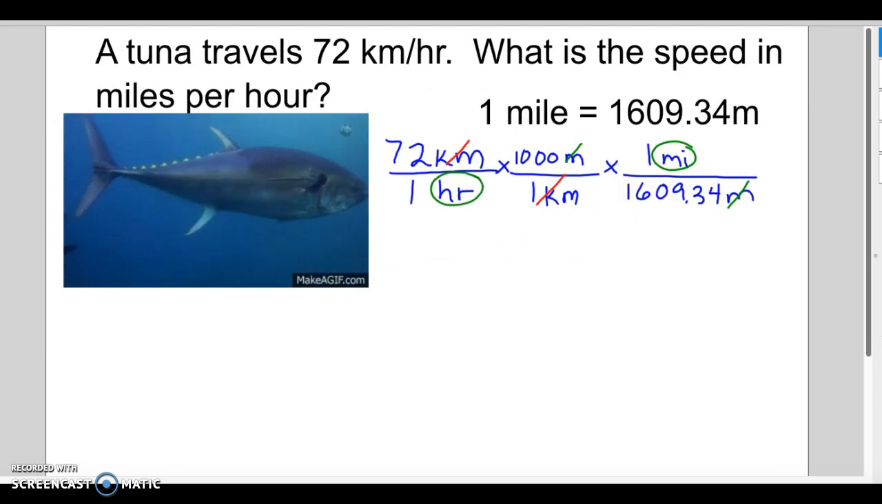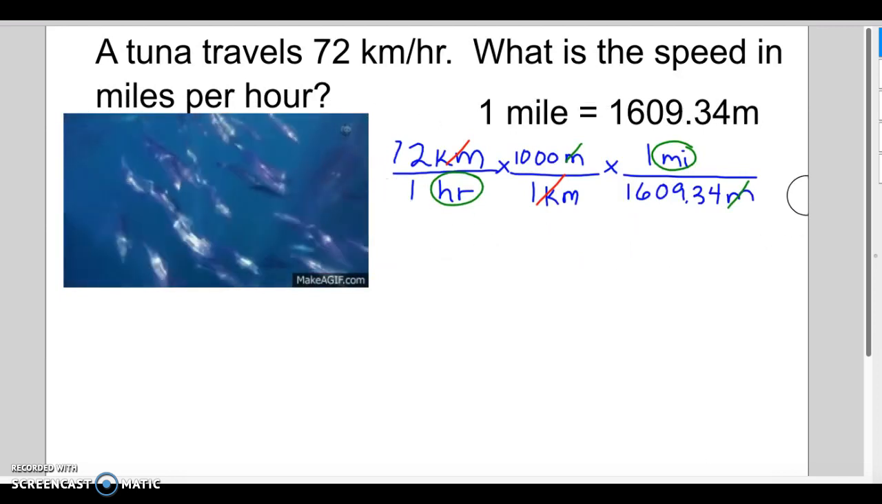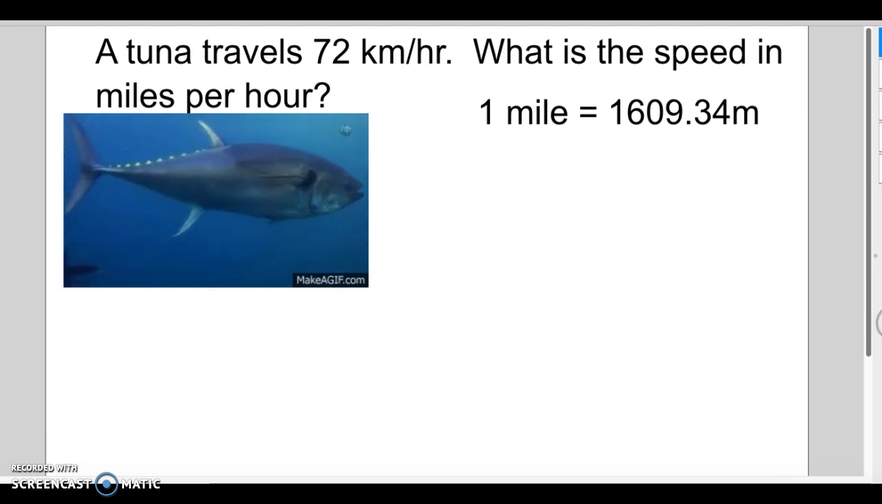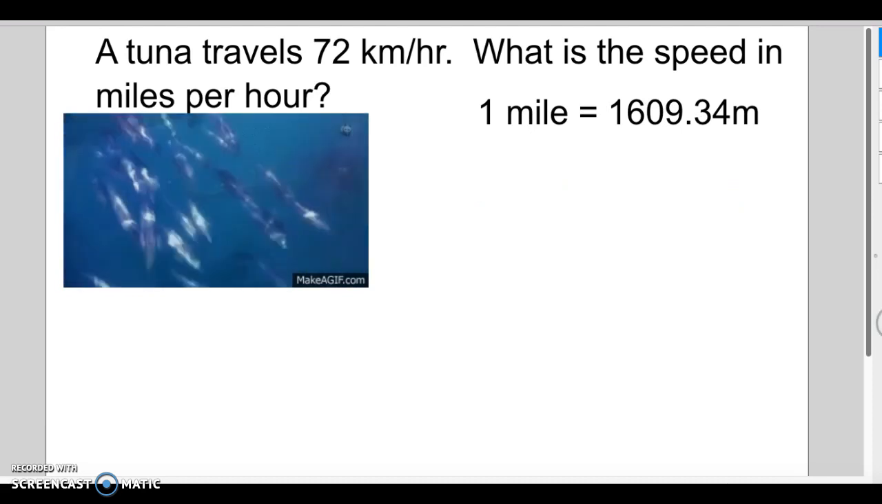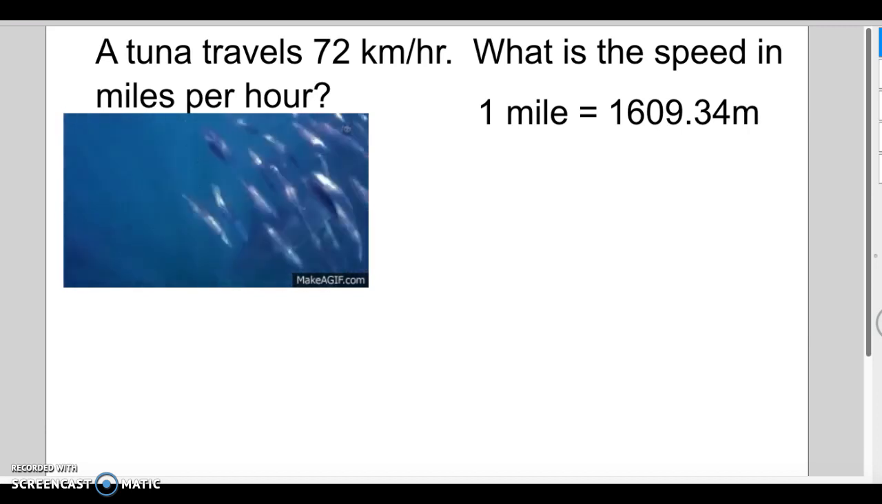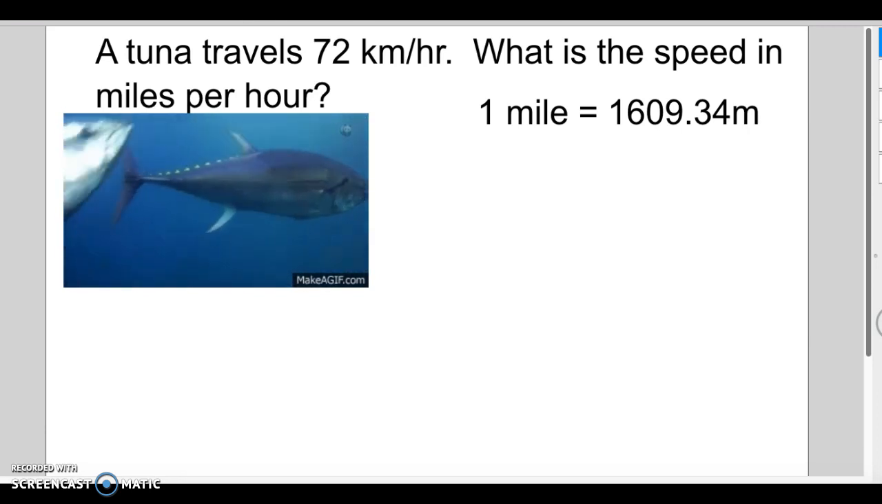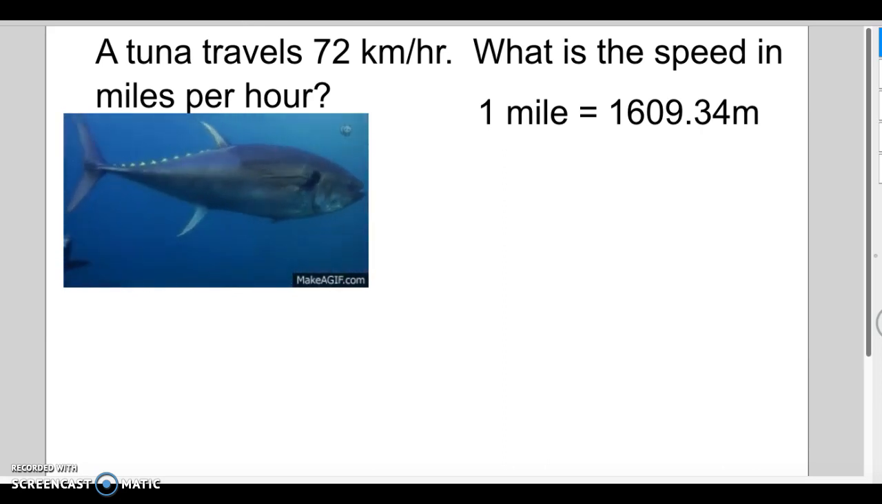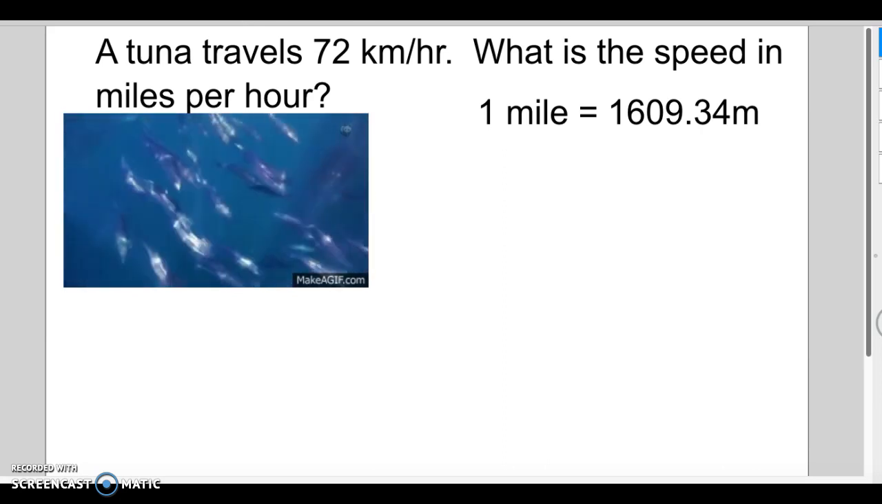One more type of problem. This one is going to have 2 units in it. So a tuna can travel up to 72 kilometers per hour, and we're going to convert that to miles per hour so we can kind of see, we're more familiar with miles per hour. How fast is this tuna going?